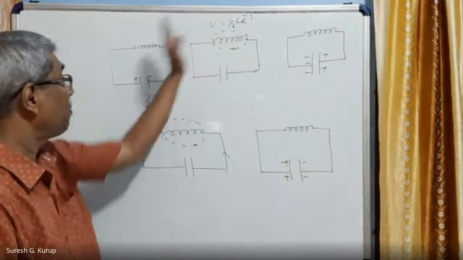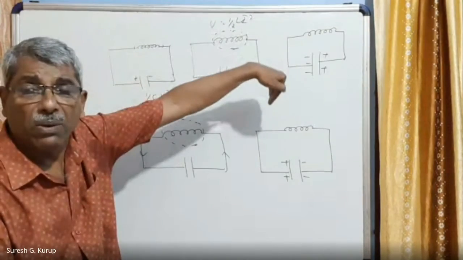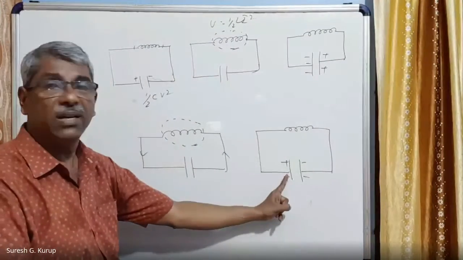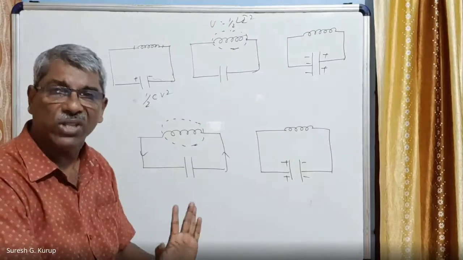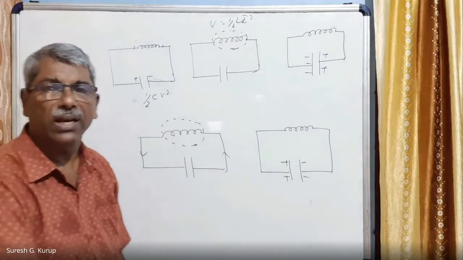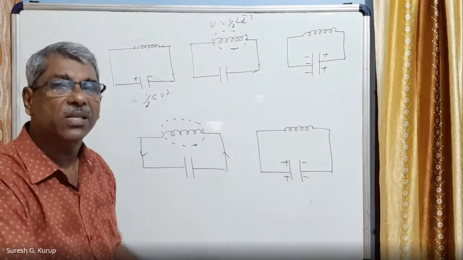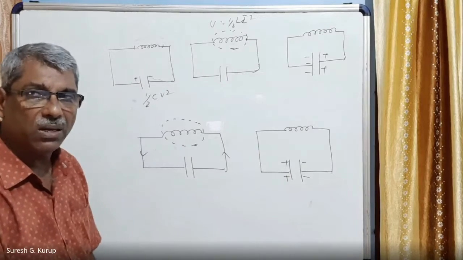In the first half cycle, positive charges flow from one plate to another, and in the next half cycle, the charge comes back again. This is what is called a full cycle. So this is how oscillation takes place in an LC oscillator. LC oscillator is a parallel LC oscillator. Why is it called a parallel LC oscillator?